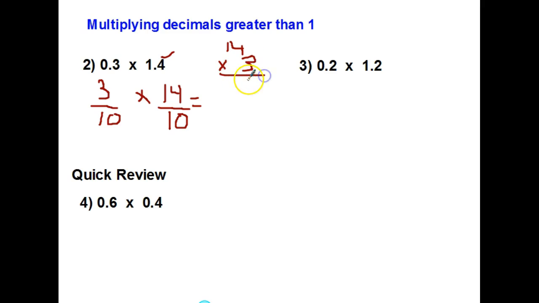3 times 14. 3 times 4 is 12. So that'll be 42 here. And then we multiply 10 times 10, and that will be 100. And now we change this back into a decimal, and so 42 hundredths, we would write 42 hundredths as 0.42. And that's all there is to it.